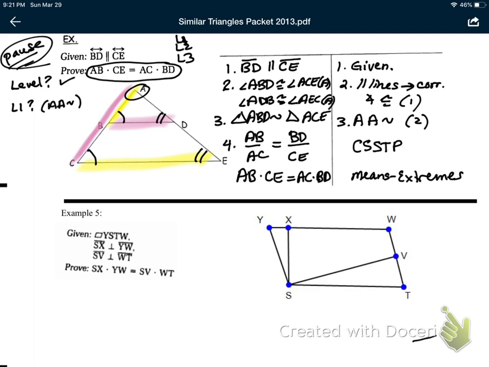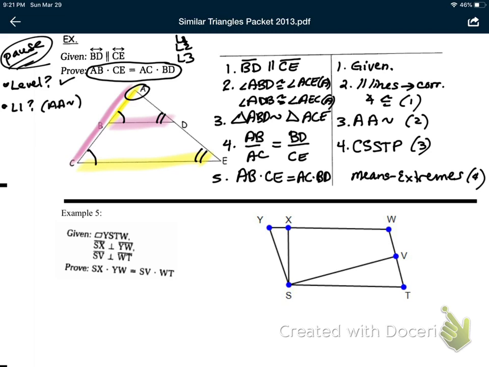That leaves me with the CSSTP for number 4, referring to the similar triangles on line 3, and the cross product for means extremes on 4. And that's how you complete a similarity proof. First, decide what level it's going to be, and then how are you going to get to level 1, right? And I showed you some tricks for connecting the 3 levels, like going from level 2 to level 1, the highlighting technique. So you can use that here.